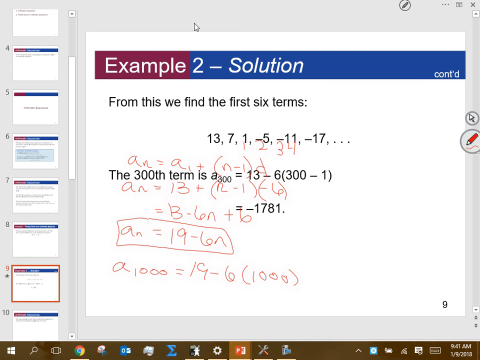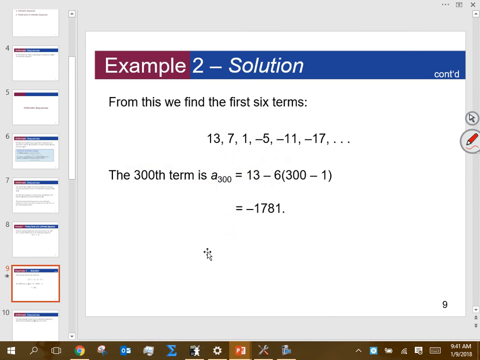All right, so here they ask you for the 300th term, or they walk you through finding the 300th term. And you find it's -1781. Okay? So if I were to write this list out, 300 terms long, that 300th term is going to be that number right there.